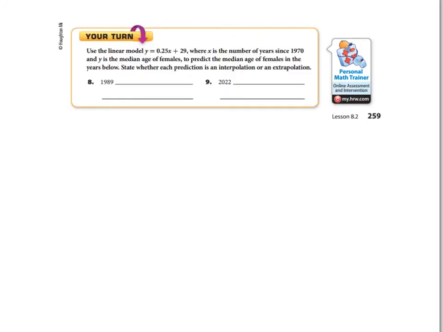We have 2 questions to wrap class up with today. We're using that same linear model, y equals 0.25x plus 29, and again, x is the number of years since 1970, and we're going to predict 2 years of the median age below. Once you've predicted them, also state whether it's an interpolation or an extrapolation. So go ahead, answer 8 and 9, and then unpause to figure out if you were all correct.